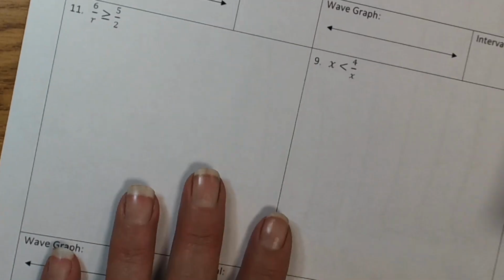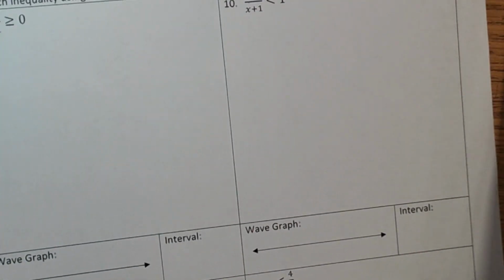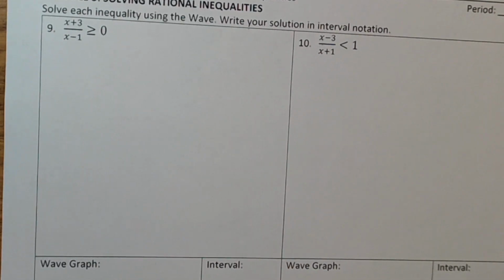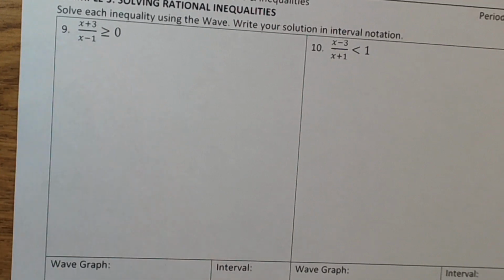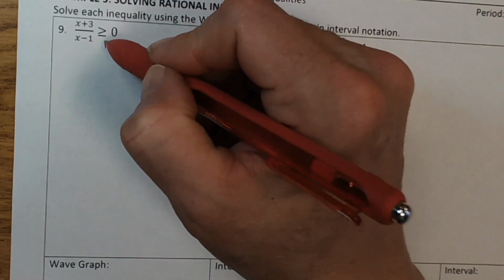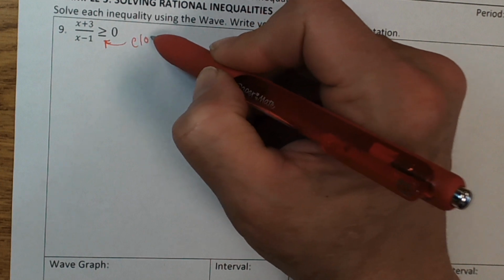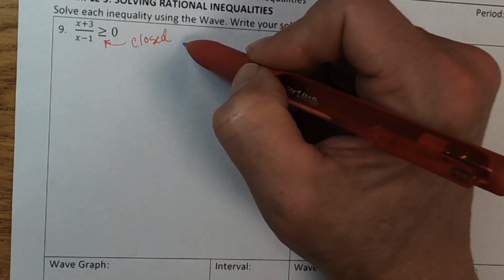All right, so let's look at some examples for this. Now, like I said, the biggest thing that you're going to do is first make sure that they're equal to 0. And if they're not equal to 0, then you've got to do that first. Okay, so we look and we see that this has an equal to. So this means the points are going to be closed points.